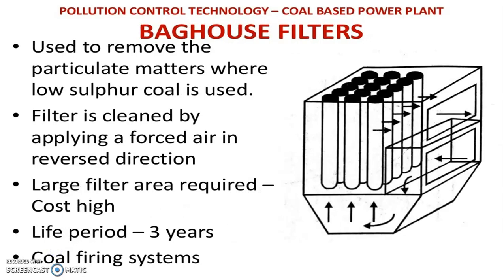Next, baghouse filter. A baghouse filter is used to remove particulate matter where low sulfur coal is used. The filter is cleaned by applying forced air in the reverse direction. Large filter area is required, so cost is high. Lifetime is 3 years. A coal firing system is used with the baghouse filter.